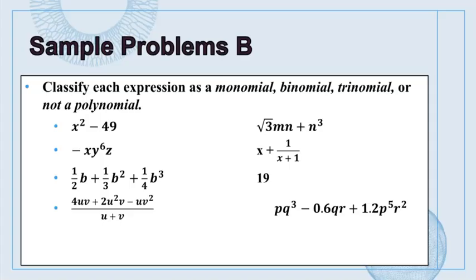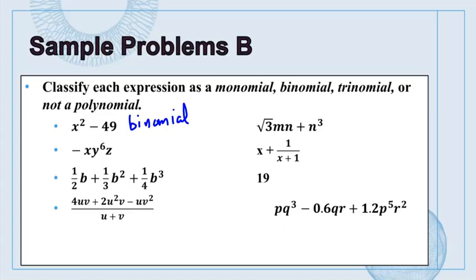Next, we want to classify each expression as a monomial, which means one term, binomial, two terms, trinomial, three terms, or it's not a polynomial. So x squared minus 49, this would be a binomial because there's two groups of terms, or two groups of numbers and/or letters. Now, one way to determine that is if you count the number of plus and minus signs in there, it's always one more than the number you counted. So I count 1. 1 plus 1 is 2. 2, that means I have two terms, which is a binomial.